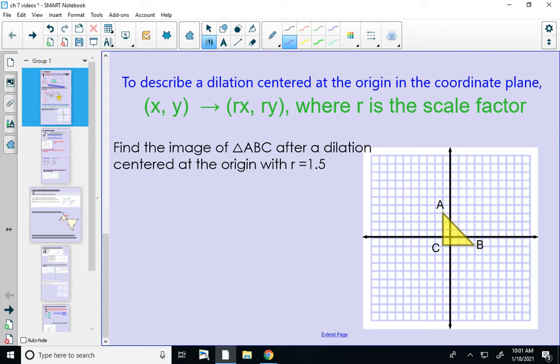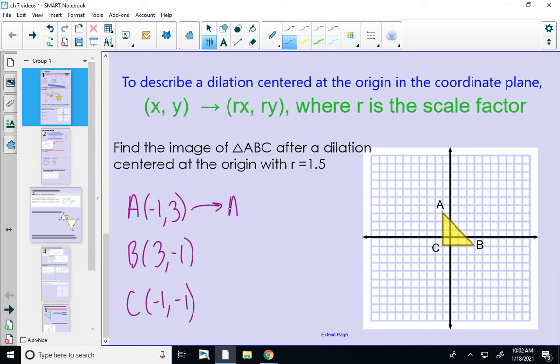So we're going to start with our original points. So it looks like here A is at -1, 3. B is at 3, -1. And C is at -1, -1. And our scale factor is 1.5. So essentially, we're just going to take every number and we're going to multiply it by 1.5. So -1 times 1.5 would be -1.5. 3 times 1.5 would be 4.5.